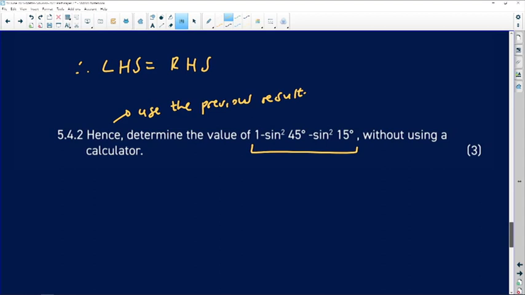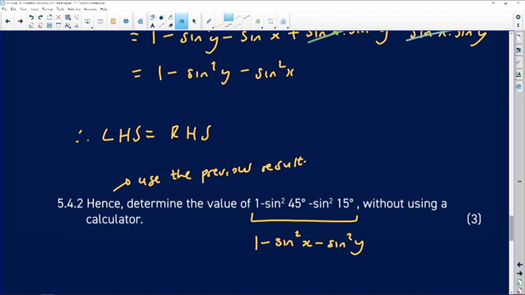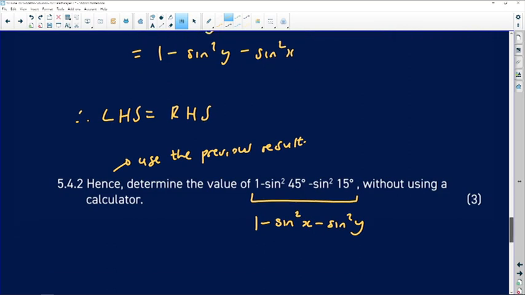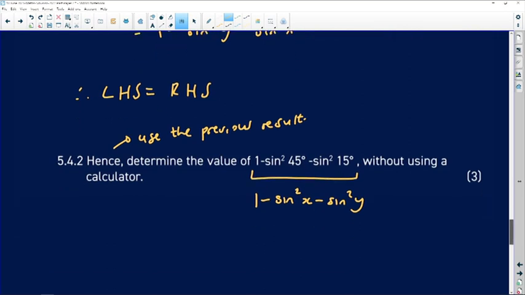Now, what you see here looks like what we have on the right-hand side of the original equation we were given. They gave it to us as 1 minus sine squared x minus sine squared y. It's exactly what we just proved. Since the structure is exactly the same, I think you guys will agree with me, the x in this case will have to be 45 and the y is 15. By comparison, the position occupied by x is occupied by 45 degrees, so x equals 45 degrees, and the position occupied by y here is occupied by 15.